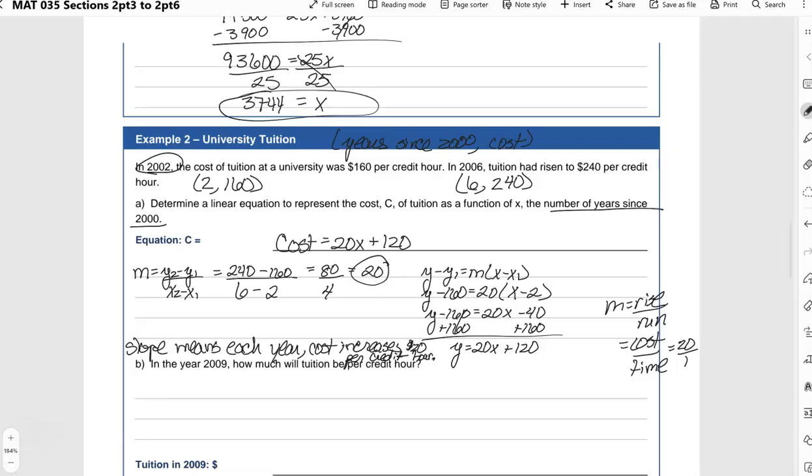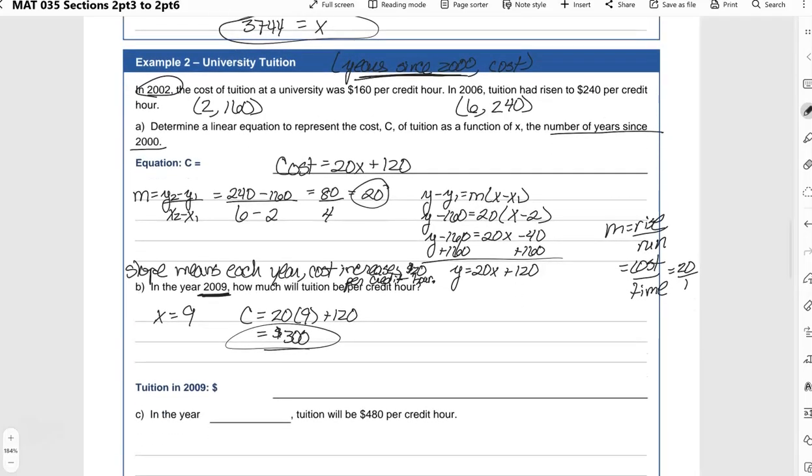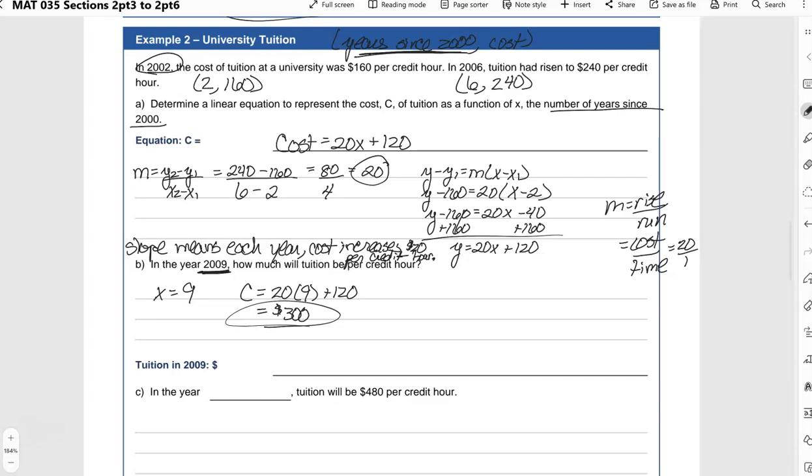That's our interpretation of slope there. B is asking us in the year 2009, how much is the tuition going to be? So we got to think about how many years is that since 2000. That's going to be 9 years since 2000, so that's what I'm plugging in for my x. So I have 20 times 9 plus 120. That's going to be 300. And that's per credit hour.